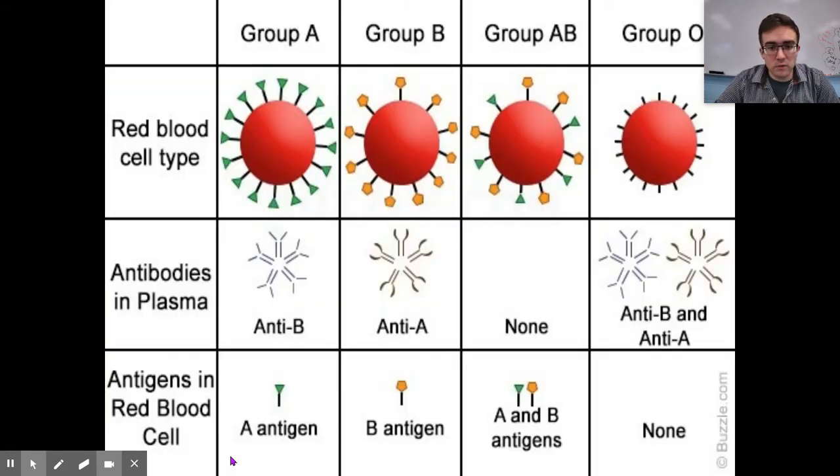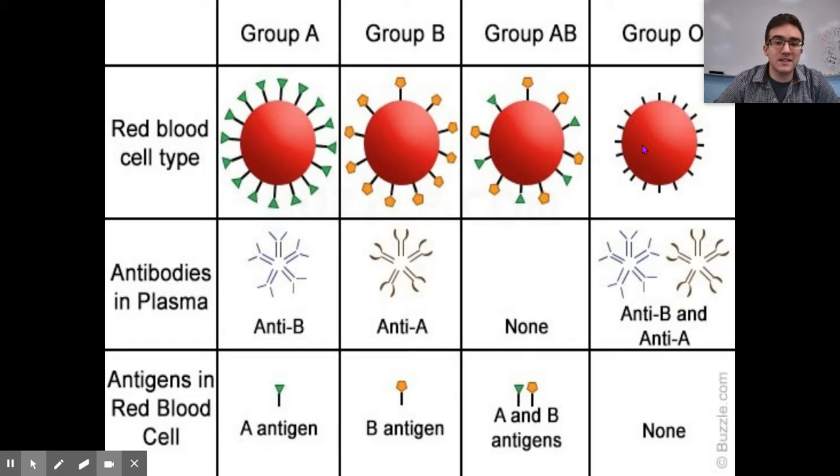So what does it look like? Well, here's what just the blood types look like. Basically, the blood type just refers to what surface protein is on the surface of your red blood cells. Type A blood has the A protein on its surface. Type B blood has the B protein on its surface. AB has both the A and the B proteins on its surface, and O has no proteins on its surface.